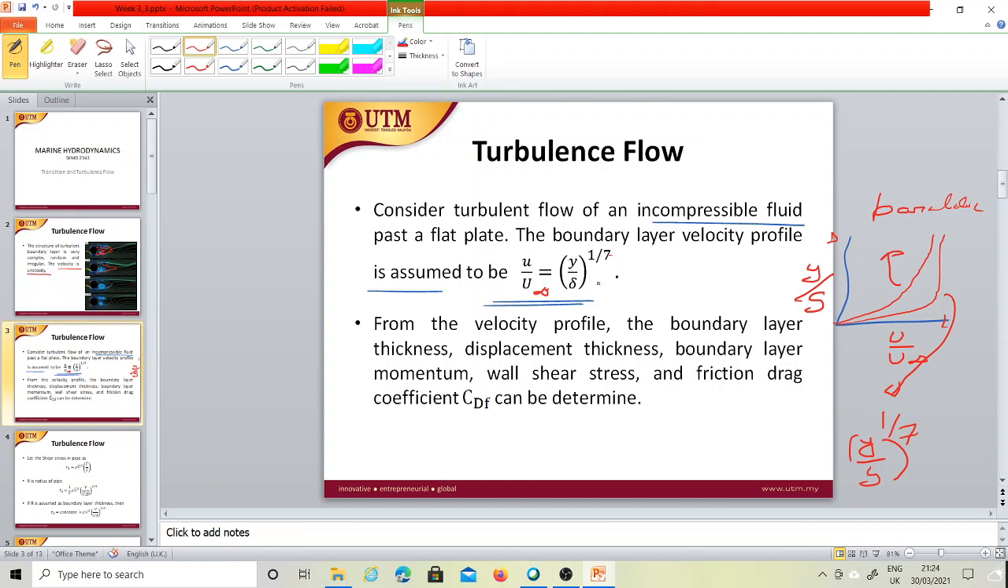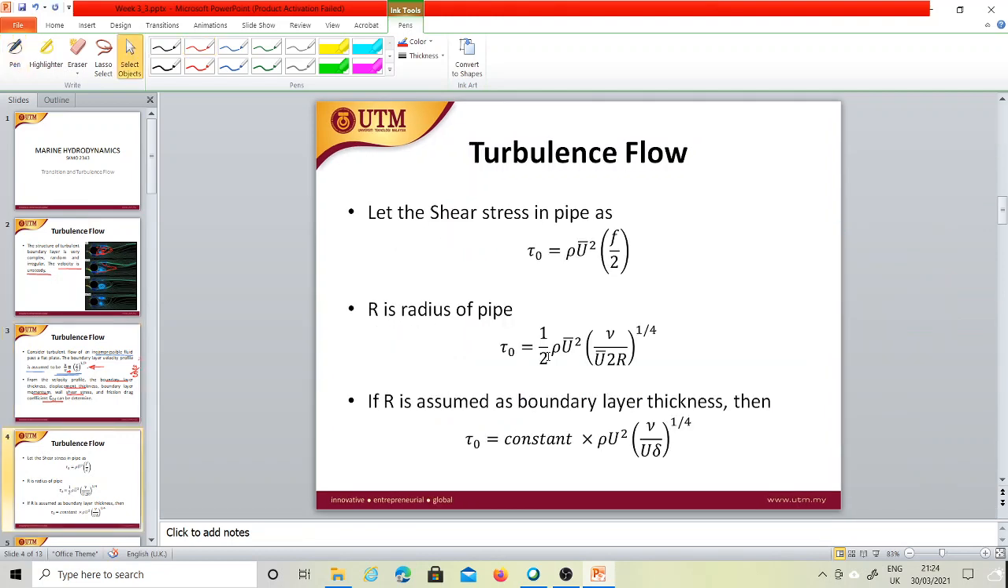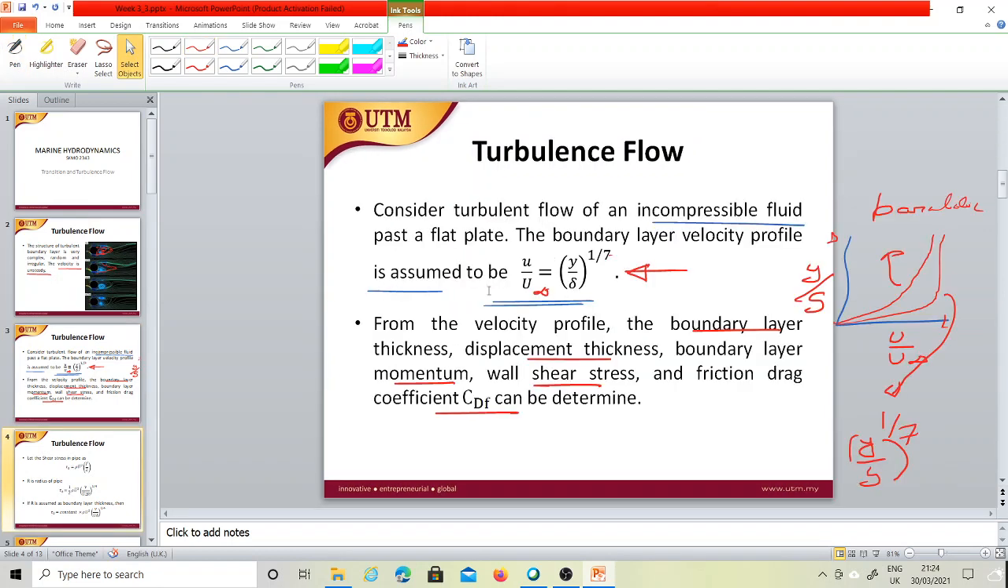Okay, so if you have this relationship, based on that we can derive the boundary layer thickness, displacement thickness, right? Momentum thickness. We can also derive the wall shear and frictional drag. All the things can be determined. Okay, so we will solve the problems later on. You already know how to get the displacement thickness and momentum thickness, so we will learn more about the wall shear and then frictional drag in the class.